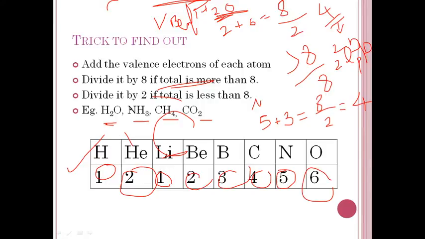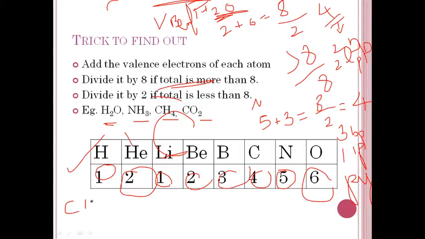But how many atoms do I have for ammonia? 4 atoms. So out of 4 atoms, how many bonds can I make? I can make 3 bonds. So I have 3 bond pairs and 1 lone pair. Now tell me the shape. Yes, the shape of ammonia is pyramidal. Got it? Okay, next coming to the methane example.